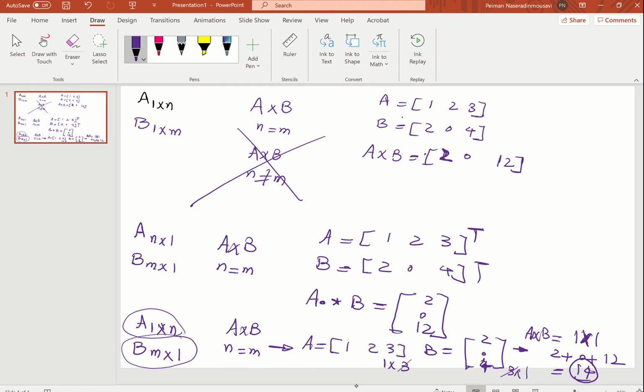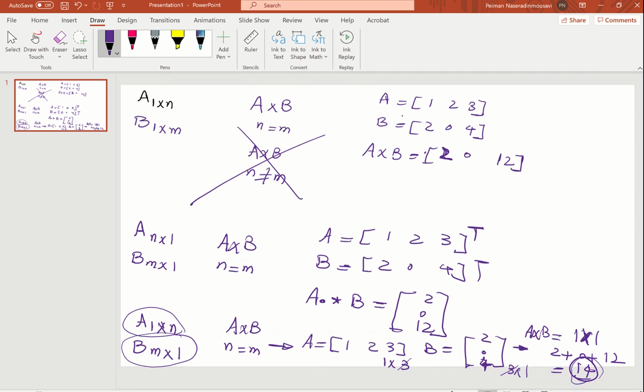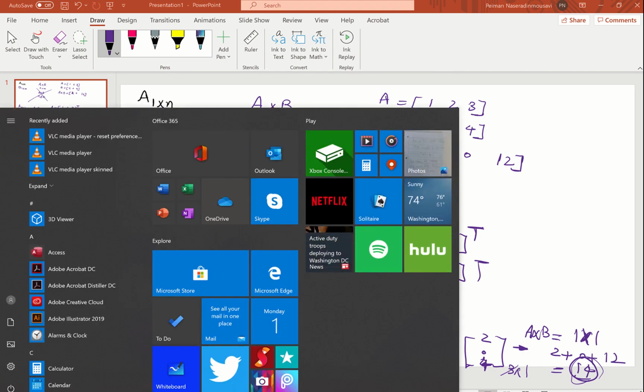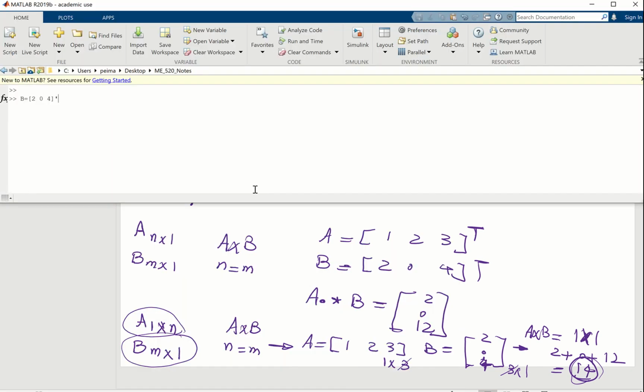A number. So you see, when I multiply two vectors and two columns, the result is a vector, a column. But when I multiply a vector by a column, the result is a scalar. That's right. So if I do that in Matlab, look at here. Your A is this vector, and your B, as we did already, is a column. If I say C is equal to A star B, the result is going to be 14, because this is 1 by 3 times 3 by 1.